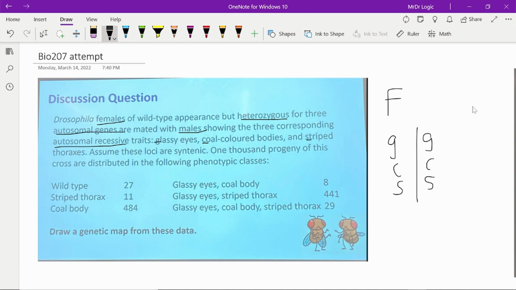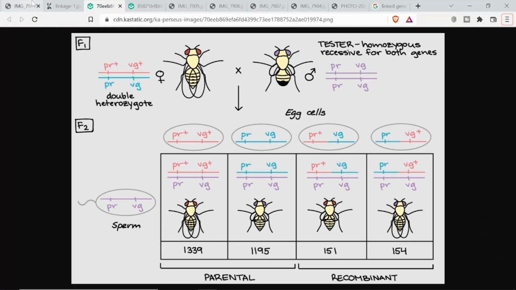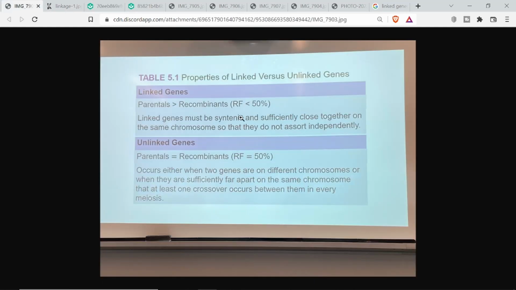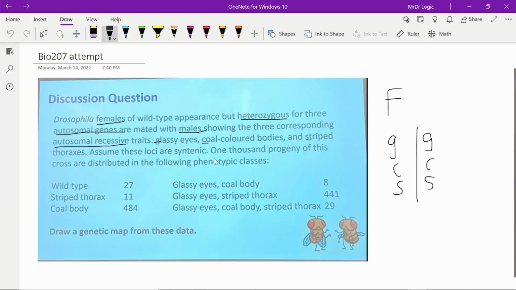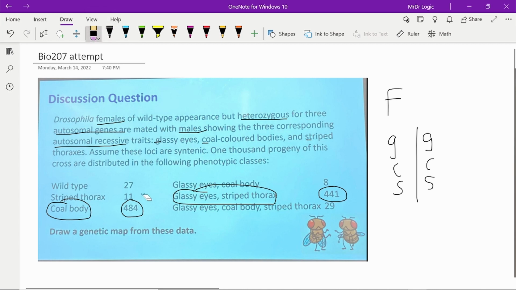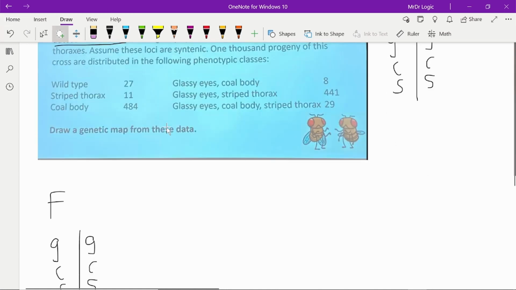Now, I have no clue for the mother, okay? But looking at this and what we were just talking about in terms of linked genes, the parentals completely destroy the recombinant RF. So with this knowledge, we can say that the whole body, glassy eye, striped thorax are the parental. They're the most likely to show up, and this is going to be our biggest hint to figure out the mother, because there's no other way we're going to solve this question otherwise. Okay, so we know that the mother's whole body, and then G, C, S.